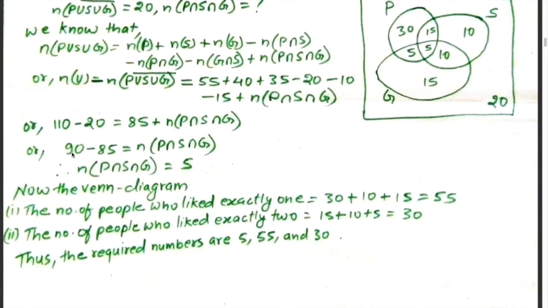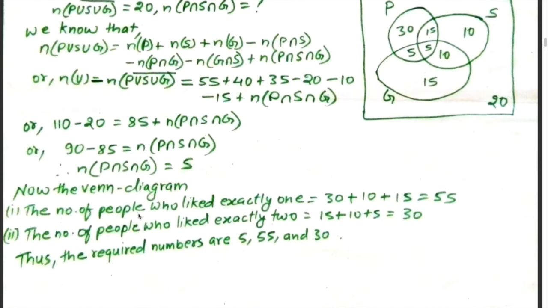Here 90 minus 85 equals n(P ∩ S ∩ G). Therefore n(P ∩ S ∩ G) equals 5. This can also be seen in the Venn diagram. Here the middle one is the intersection of all three sets. So 5 is in the middle, and we got 5 from the formula also. This is explained clearly in the Venn diagram.